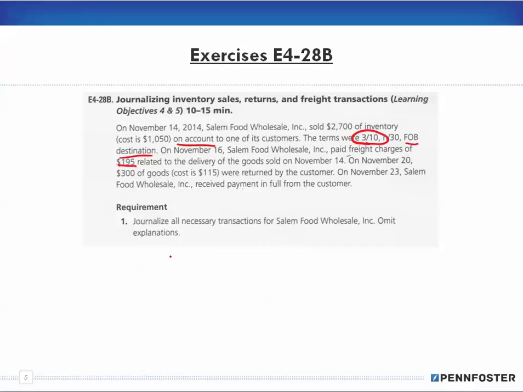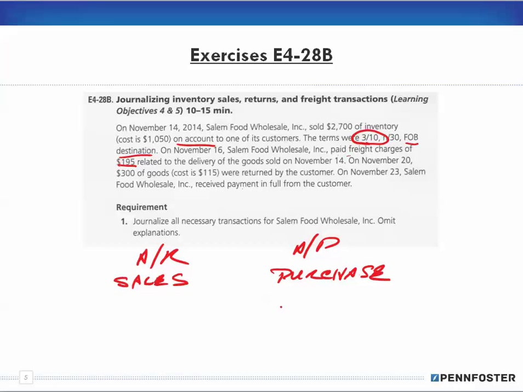I just got done working through 4-27, and I had referred back to 4-26. Remember, just like accounts receivable and accounts payable, they're two sides to the same coin. Well, when you make sales, that's the same, two sides of the same coin as if you're making purchases.